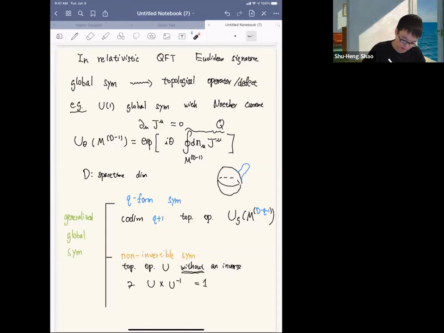that satisfies this relation. So let's go back to this arrow. As I was advocating earlier, for every global symmetry, there should be a topological operator. But is the converse true? In a general quantum field theory, is it possible that you have a topological operator that is not associated with any ordinary global symmetry? And the answer is yes, there are topological operators that don't come with an inverse, and therefore they're not associated with any group-like symmetry.